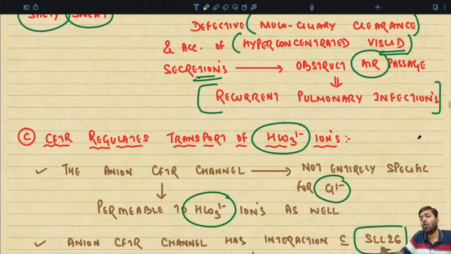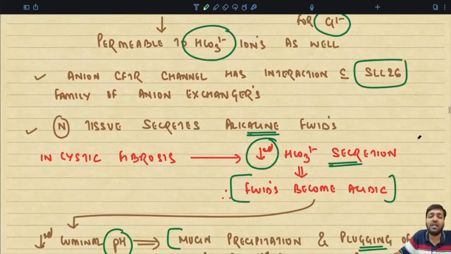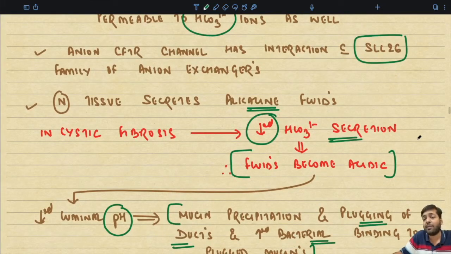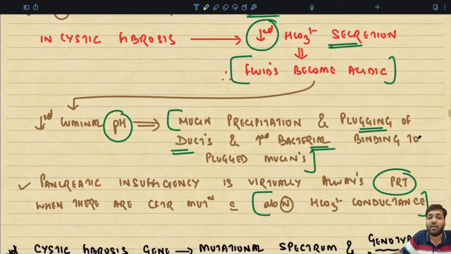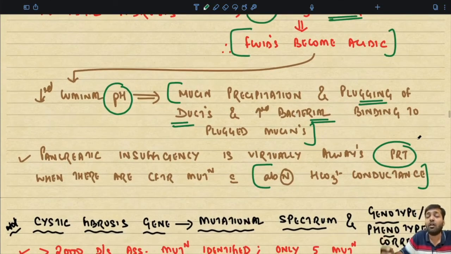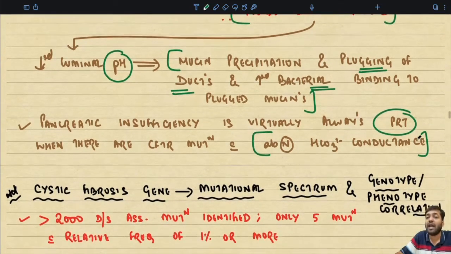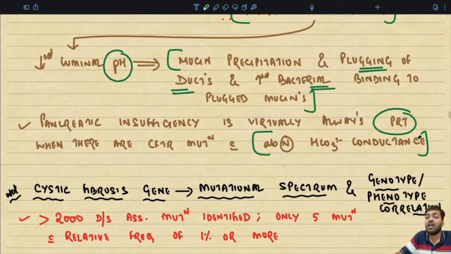Not only that, the abnormal CFTR gene is also hindering the conductance of bicarbonate. Normally the tissue fluid secretions are alkaline, but in the absence of bicarbonate secretion in cystic fibrosis, the luminal pH is falling down, which further precipitates mucin precipitation and plugging of the ducts, with increased bacterial binding to the plugged mucins and excessive infections. Now, in individuals who have abnormal bicarbonate conductance, virtually all such individuals present with pancreatic insufficiency.